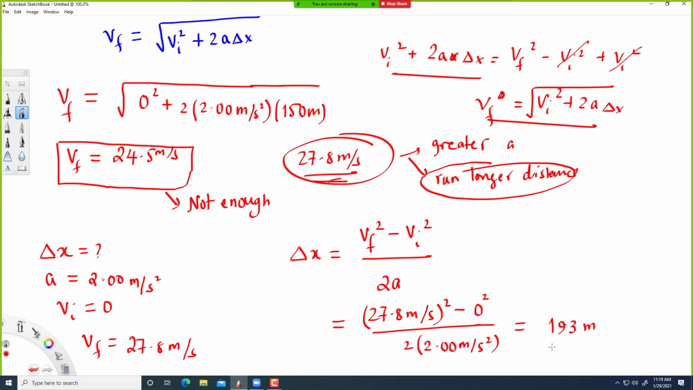Okay. And the question has a significant figure of, the lowest significant figure in the question is 2. That means we need to round this off. Okay, so round this off to 190 meters. And that's the answer.